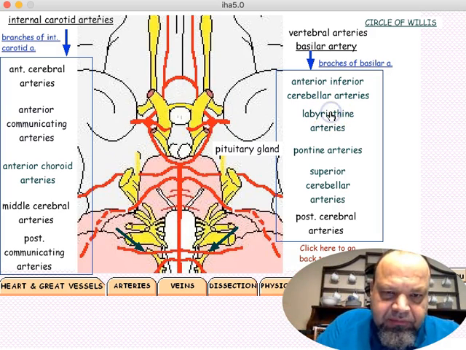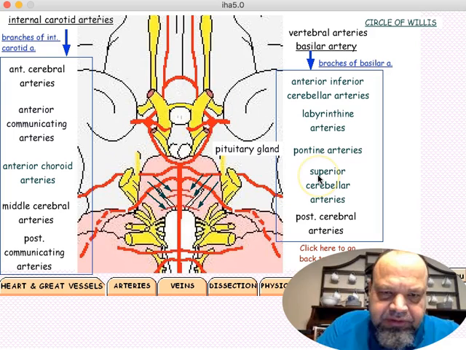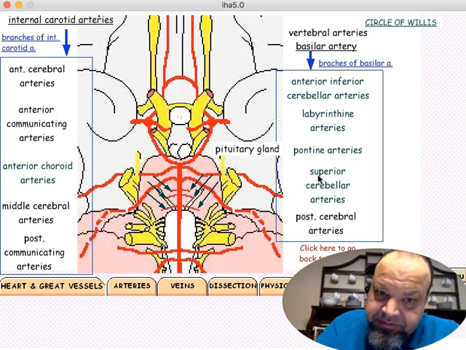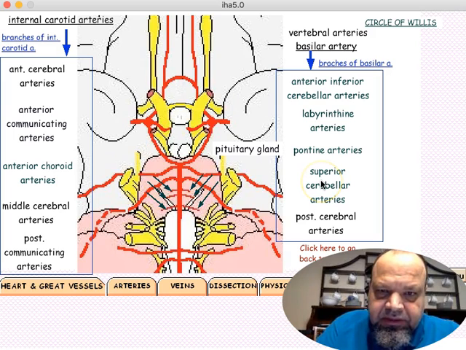You also have the labyrinthine arteries that go out to the lateral structures that help the hearing apparatus, and hence you have the labyrinth, bony and membranous, in the temporal bone. We also have a series of arteries, 2 to 3 of them, called the pontine arteries, which run across the pons, as you can see here in the background. We have the superior cerebellar arteries that run over the top of the cerebellum between the cerebrum and the cerebellum. And then we have the posterior cerebral arteries that supply the posterior cerebrum.